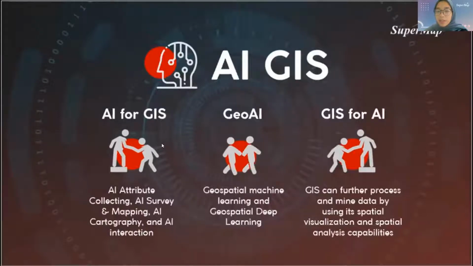And the last one, we have the AI for GIS. AI for GIS is based on AI technology to enhance and optimize GIS software functions. So mainly it is to provide data for the GIS to be analyzed. For example, to do the data collecting survey by using AI, AR integration, or to enhance the mapping process by using AI cartography. But for today, we will be more focused to discuss the middle one, which is the Geo AI.